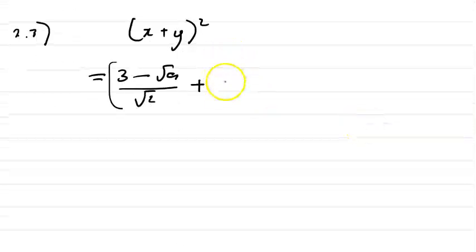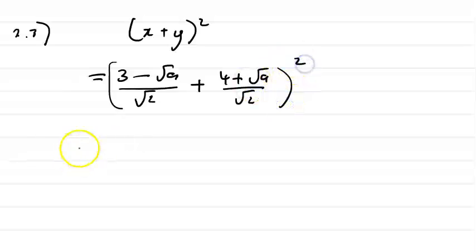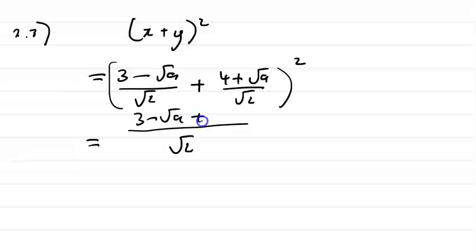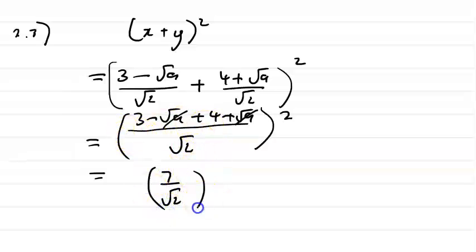So that's (4 plus root a) all over root 2, squared. We already have a common denominator, which is root 2. So basically we have 3 minus root a plus 4 plus root a, and that's all squared. The minus root a and plus root a cancel, and we're left with 3 plus 4 is 7, all over root 2, and that's all squared.